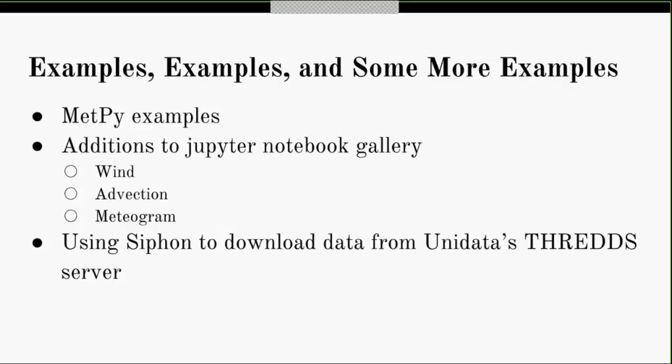Then I went on to work on examples. We could always use more examples on the MetPy page and the notebook gallery. So some of them that I added were examples on wind, advection, meteogram, which I'm going to show some after this. I mainly used Siphon, which is a library to download data from the THREDDS server.